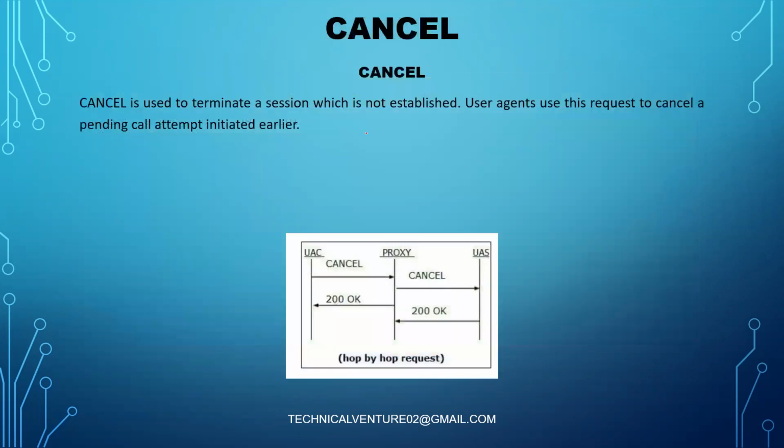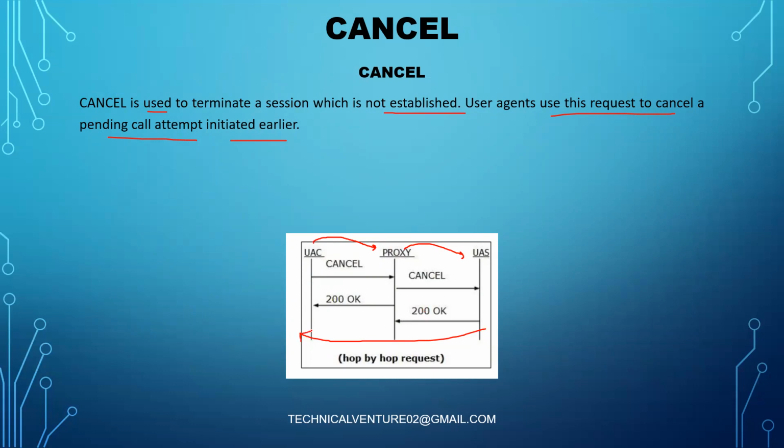Now you can see the next method would be the cancel message, right? So cancel is used to terminate a session which is not established, and user agents use this request to cancel a pending call attempt initiated earlier. Just like in this example, you can see the user agent client sends a cancel request to the proxy, then it goes to the server, then there will be a 200 OK message. It's just a normal message, cancel message.